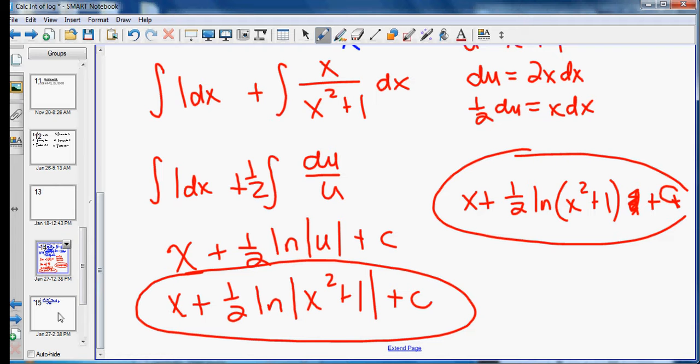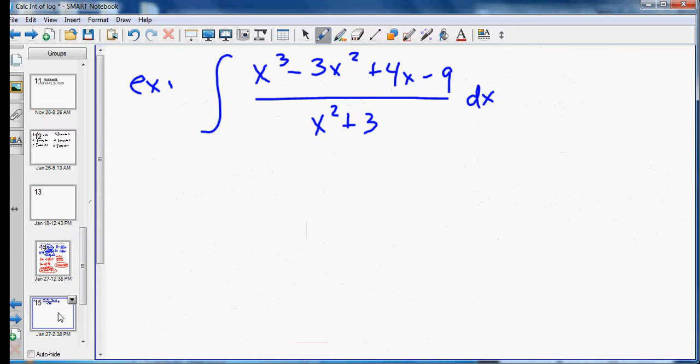X cubed minus 3x squared plus 4x minus 9 all over x squared plus 3. Again, what tells us we need to use long division is by looking at the powers. Since the greatest exponent on the top, the 3, is bigger than the greatest exponent on the bottom, the 2, or we could say the degree of the numerator is higher than the degree of the denominator, that tells us we need to use long division.